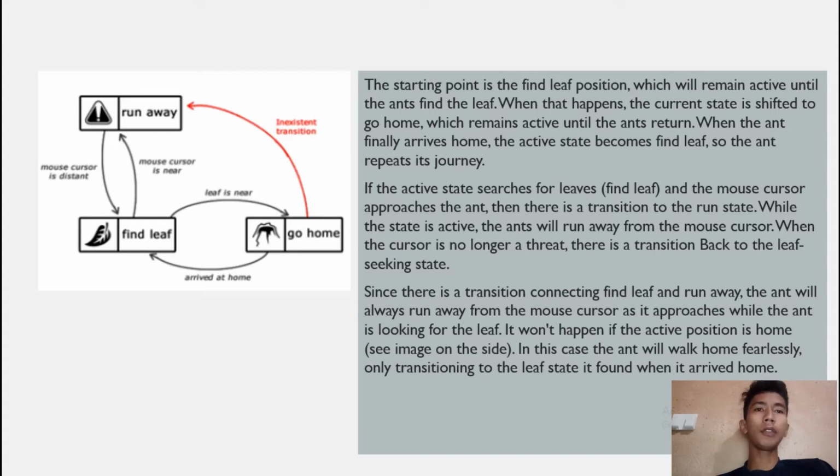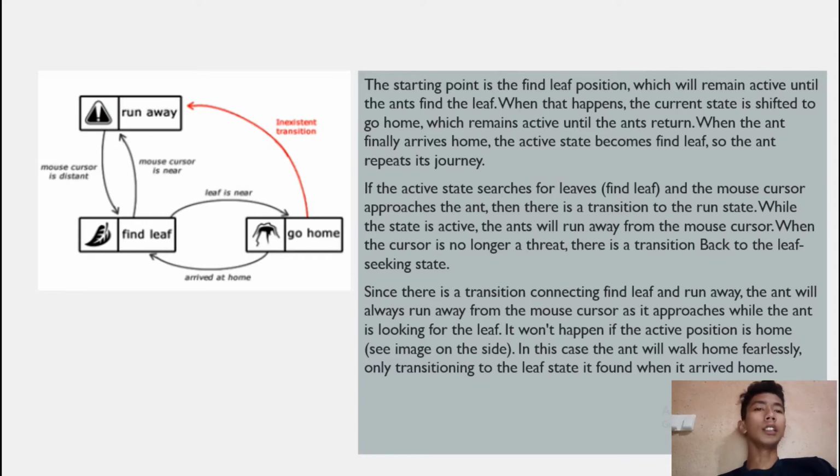If the active state is search for a leaf and the mouse cursor approaches the ant, then there is a transition to the run away state. While the state is active, the ant will run away from the mouse cursor. When the cursor is no longer near, there is a transition back to the leaf-seeking state.